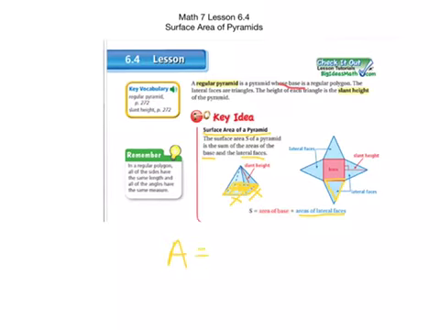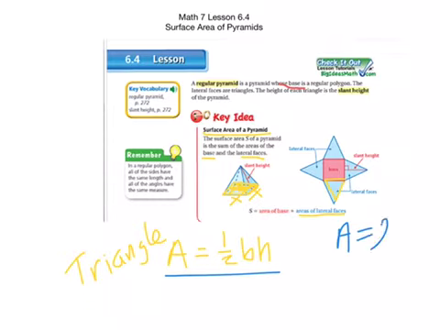Formula, if you don't already have it in your journals, area of a triangle is 1/2 base times height. Okay, this is for triangles, so make sure you put that in your journal. Okay, so you're going to use this formula a lot during this lesson. And then the area of a square is just length times width. I'll put that over here in case you didn't have that. You should have that in your journal, length times width. All right, so let's practice this.